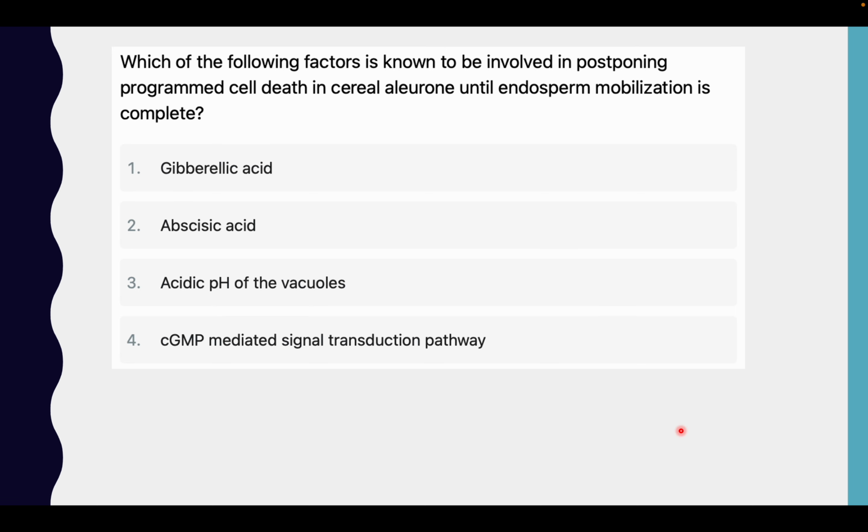Coming to next, which of the following factors is known to be involved in postponing PCD in cereal aleurone until endosperm mobilization is complete?